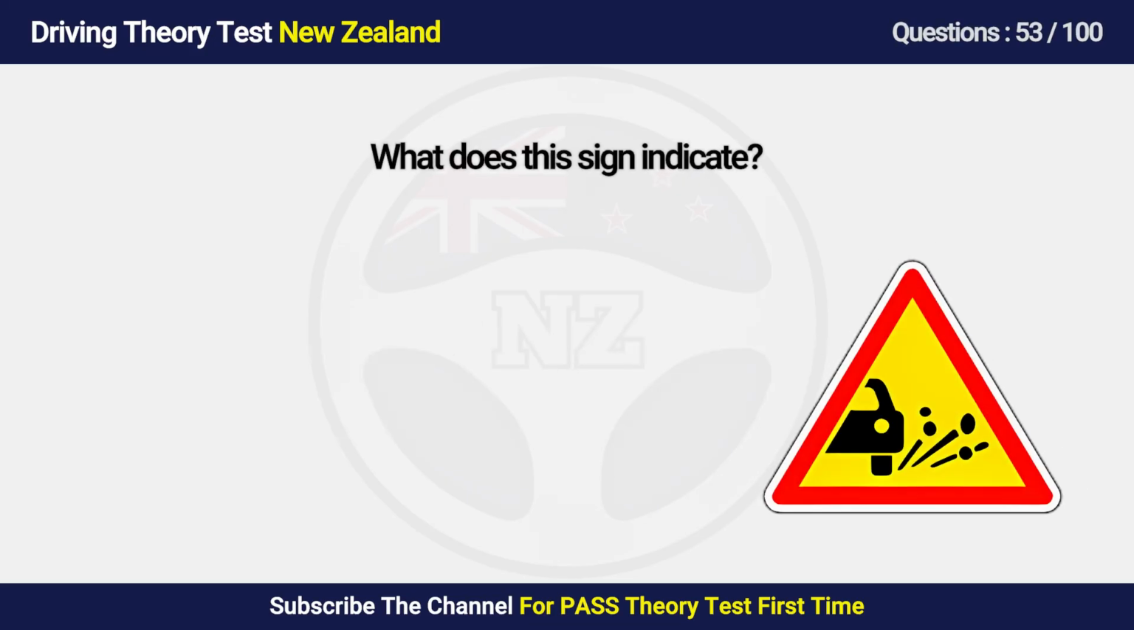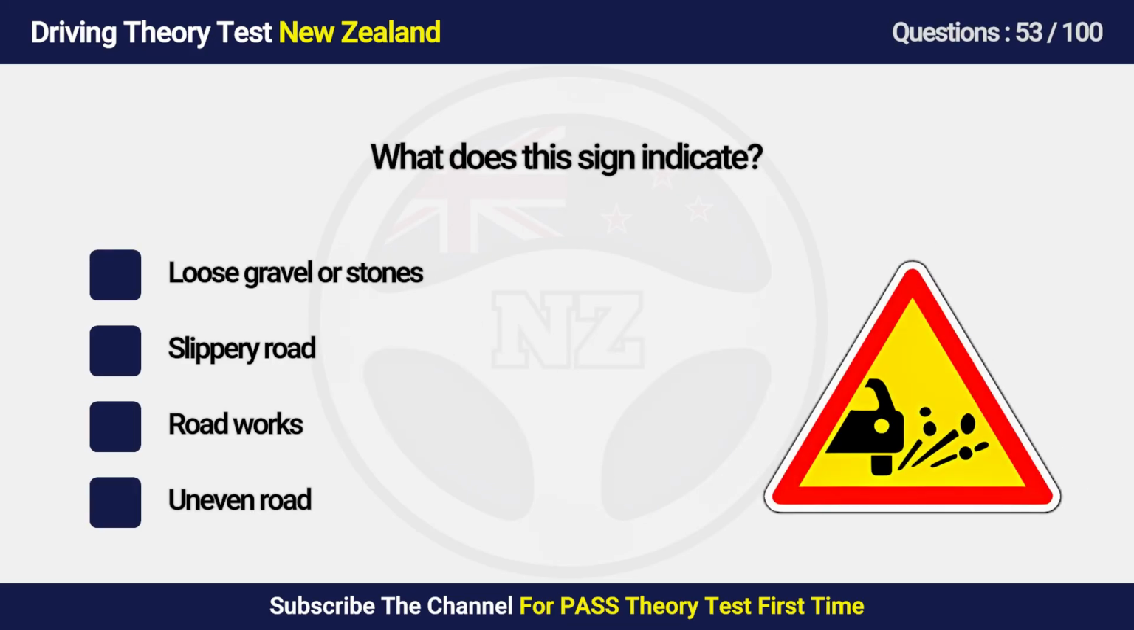Question 53. What does this sign indicate? A, loose gravel or stones. B, slippery road. C, roadworks. D, uneven road.